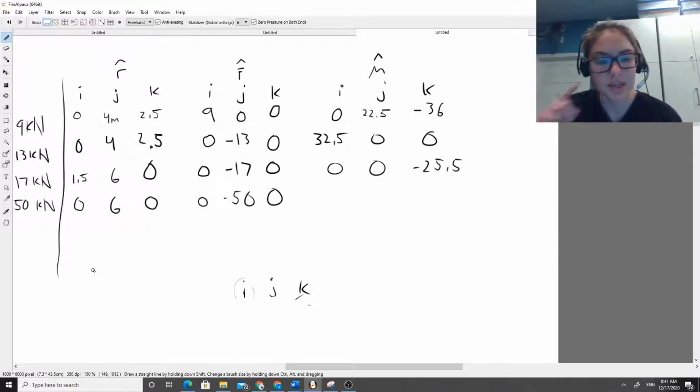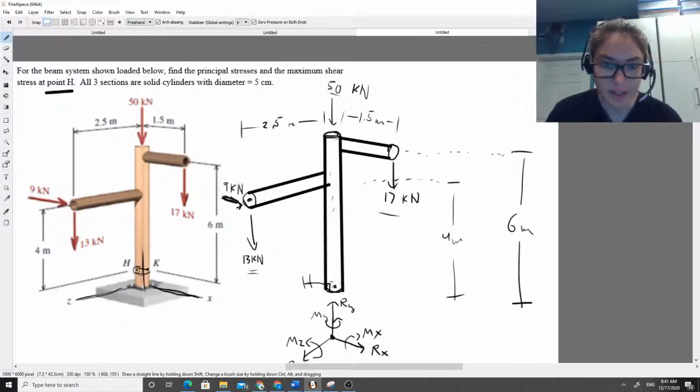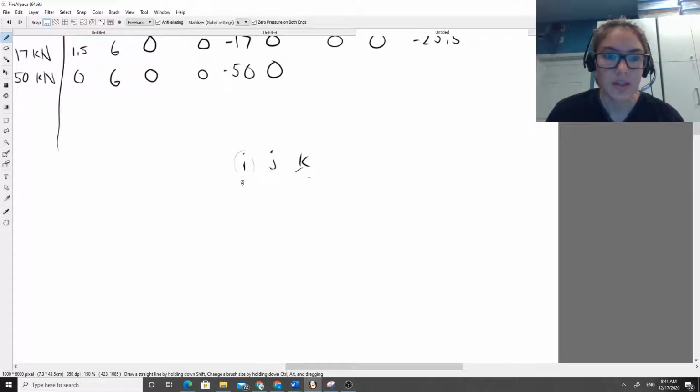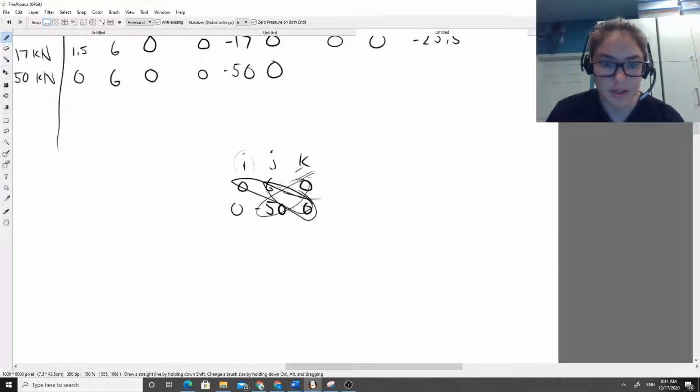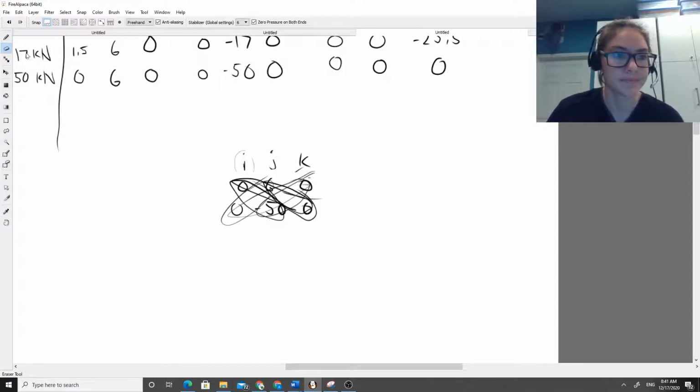We can already see that the moment is going to be 0 because it's pointing straight down on the axis that it exists on. But we can go ahead and take the cross product and prove that. So that's going to be 0, 6, 0, and 0, negative 50, 0. The cross product for i is going to be 0 times 0, for j it's going to be 0 minus 0, and for k it's going to be 0 minus 0, and that means we're going to have 0 for our moment there.